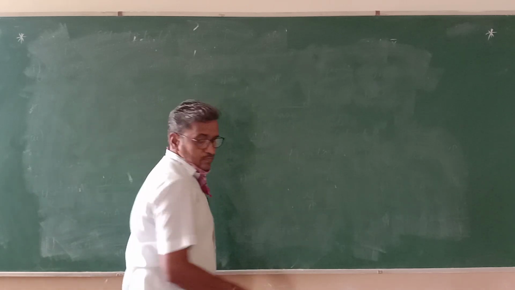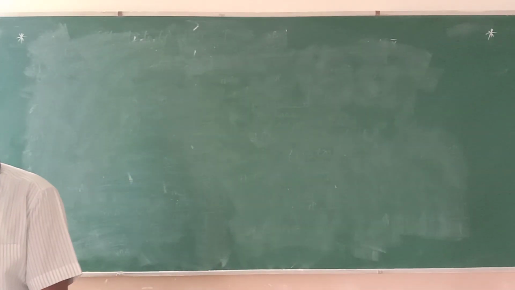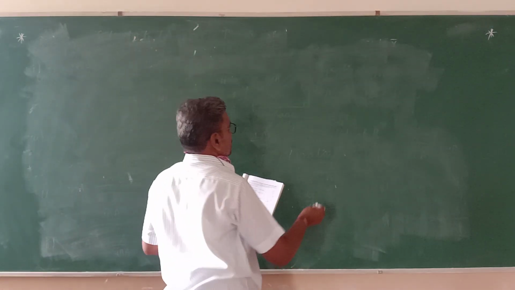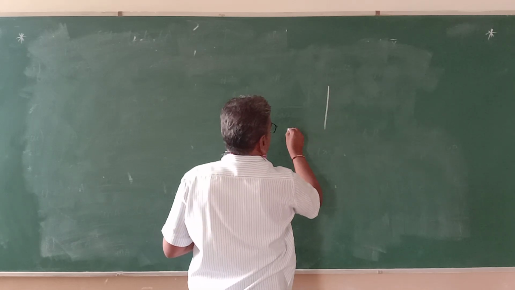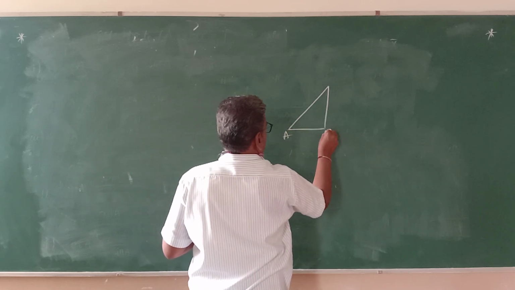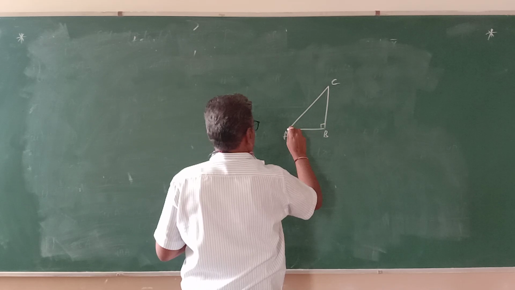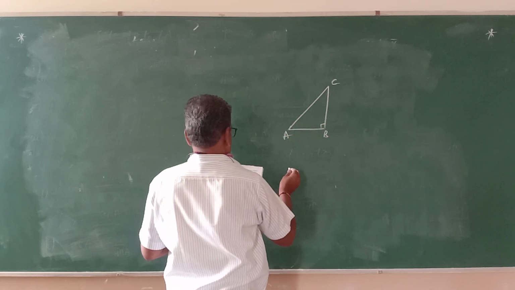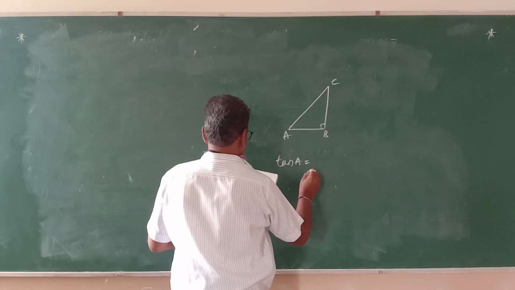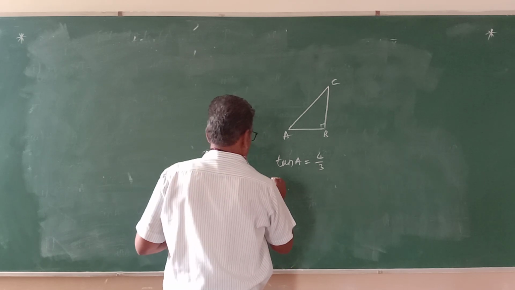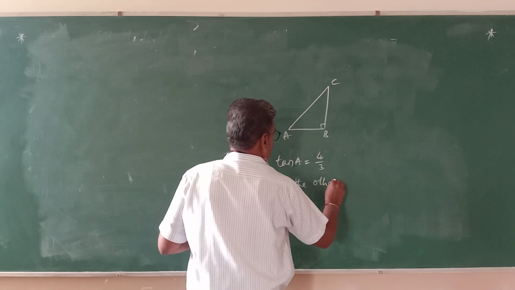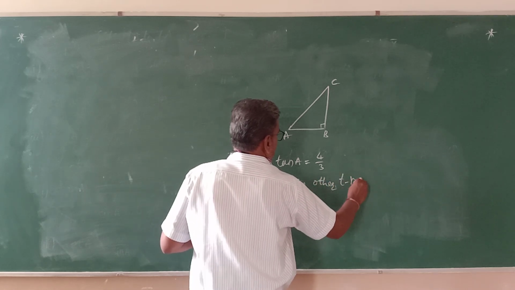Example. ABC is a right angled triangle, right angled at B. Given that tan A is equal to 4/3, find the other trigonometric ratios.